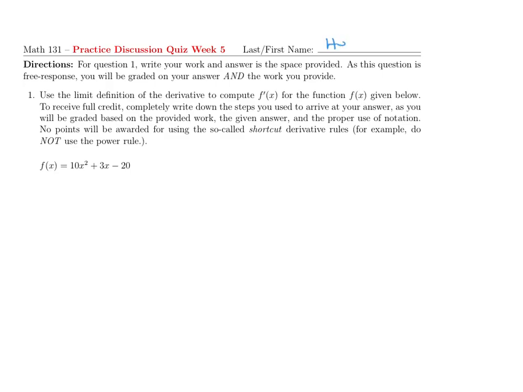Let's go over an example for this week's discussion quiz. Question 1 is a free response question, meaning that you're going to be graded on not just your answer, but also the work that you provide. Given this function f of x, can we use the limit definition of the derivative to compute f prime of x? No points will be awarded for using the derivative shortcut rules, like for example, the power rule.